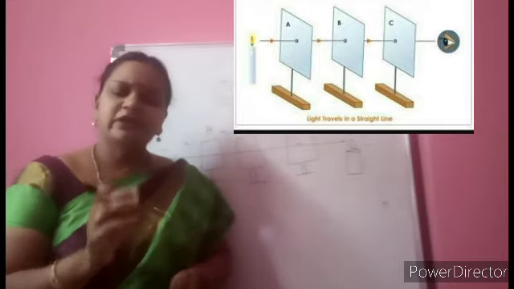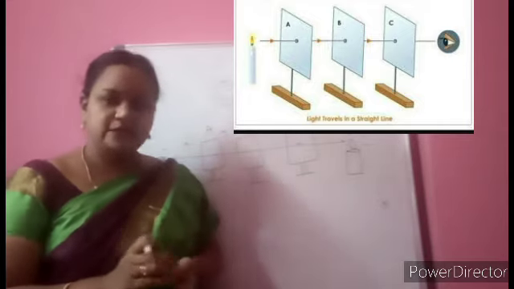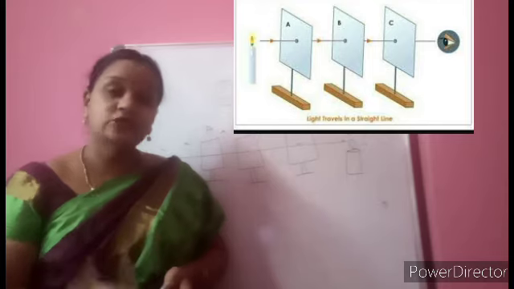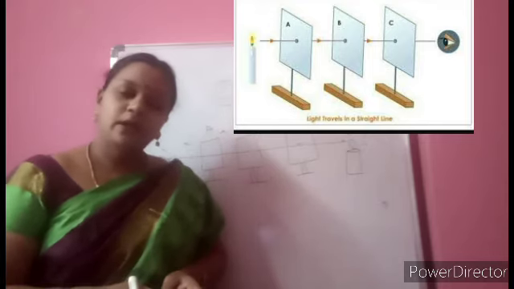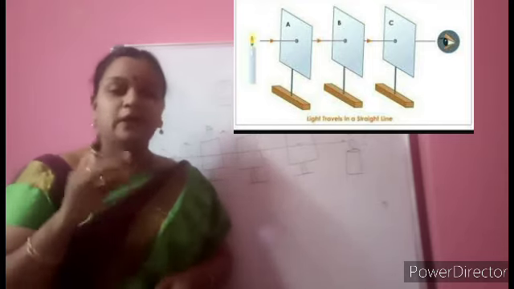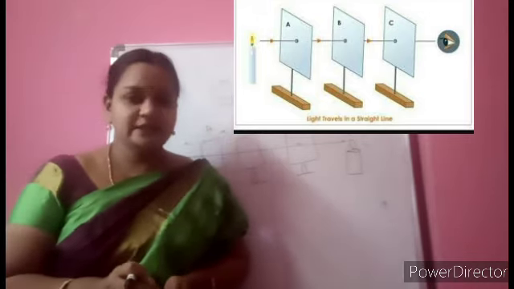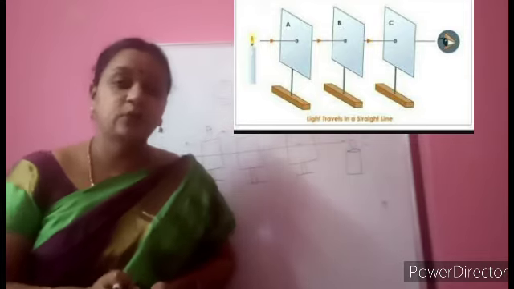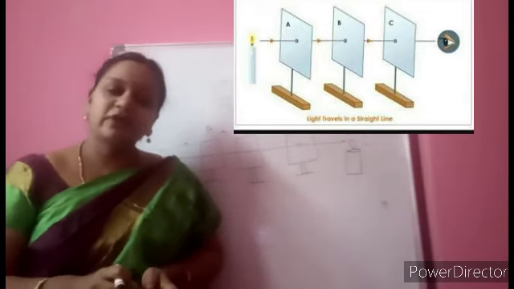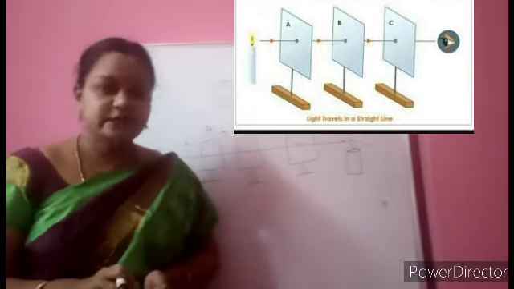So light is traveling in one direction. Is it possible to change the direction of light? Yes, that is also possible. That is what we are going to learn in our next class. I hope you have guessed: reflection. About reflection we will be learning in the next class, children.